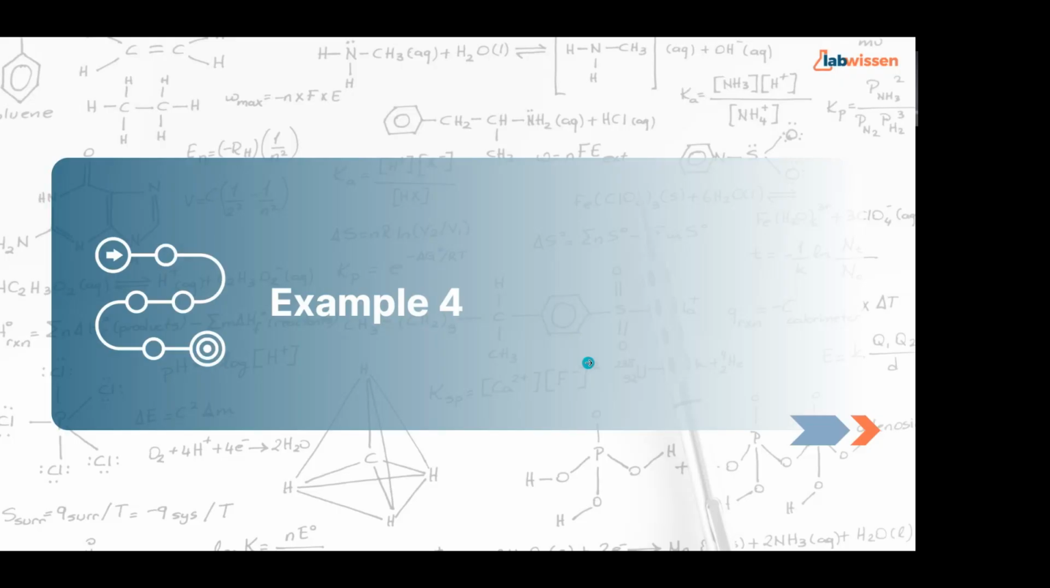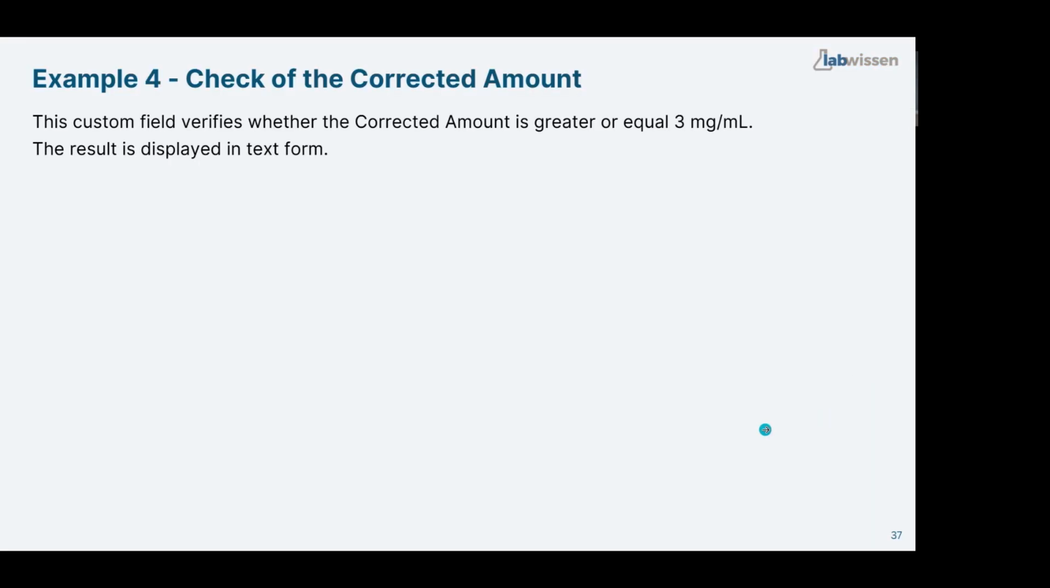So let's go to the 4th example. Check of the corrected amount. So the story continues. We got factor, we calculated corrected amount, and then now we want to do further calculations with this corrected amount. Actually, we want to do evaluation of this field. This custom field verifies whether the corrected amount is greater or equal than 3 milligram per milliliter, and the result is displayed in text form.